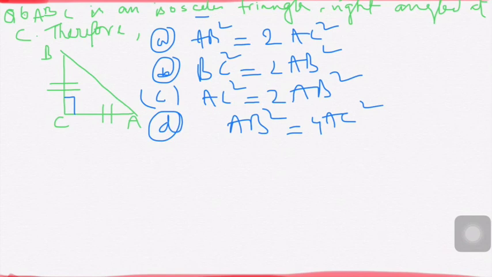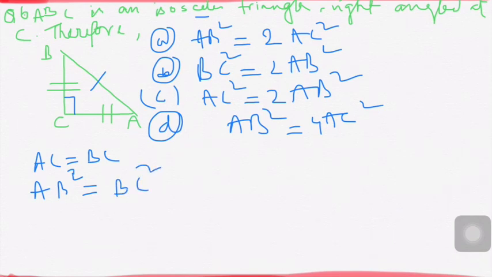So now we have been given that the triangle is isosceles, means there would be two sides which are equal to each other. So we know that this is a right angle triangle, hence hypotenuse cannot be equal to the other sides. Hence we can conclude that AC equals BC. Again, since this is a right angle triangle, we can easily write AB square equals BC square plus AC square.